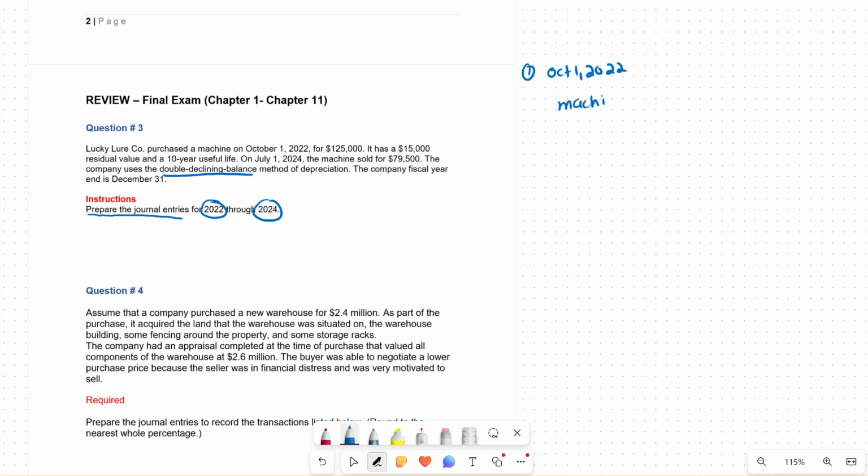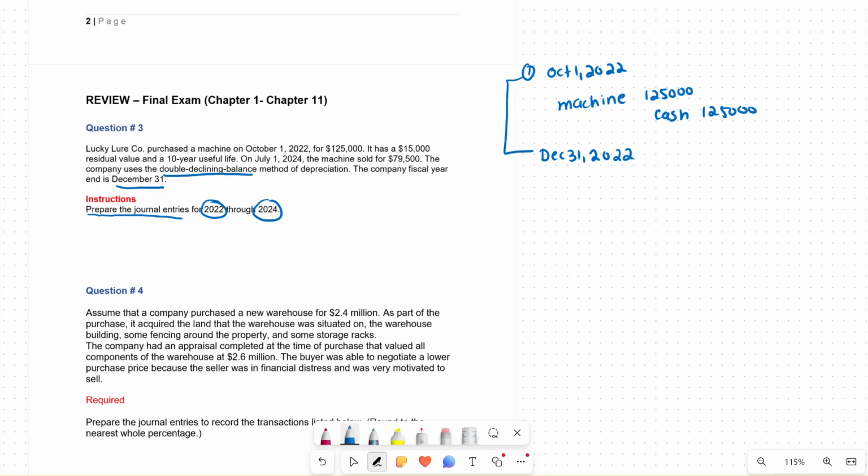So debit will be my machine and credit will be my cash, and we paid 125,000. So that's how much we paid. Going further, the company's year end is December 31st, whatever the year is. In this case, it is 2022.